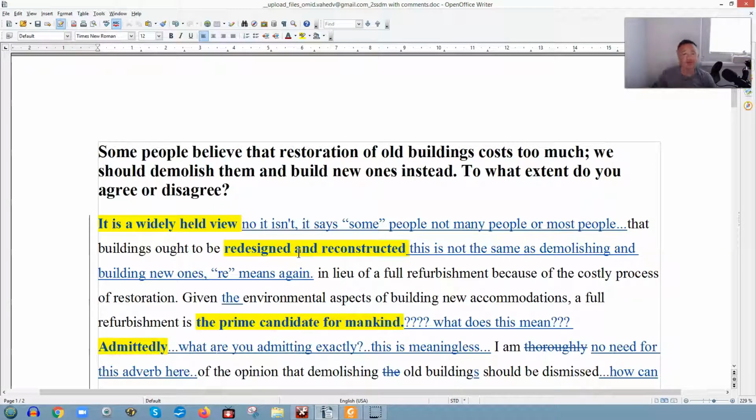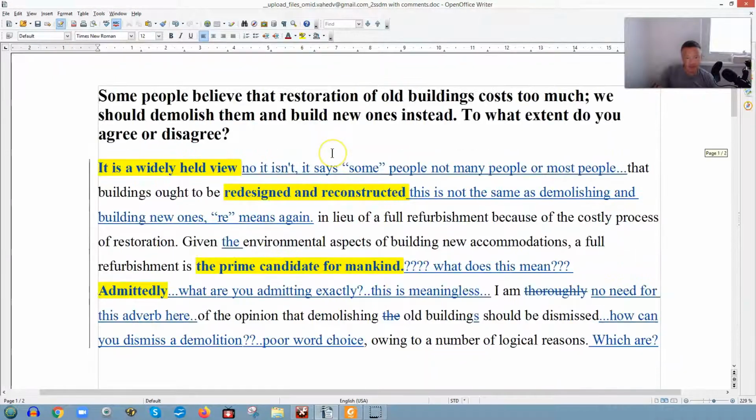Okay, some people believe that restoration of old buildings costs too much. Demolish and build new ones. Do you agree? Yes or no? Now, paraphrasing. The main thing I want to say here, this is far too wordy.